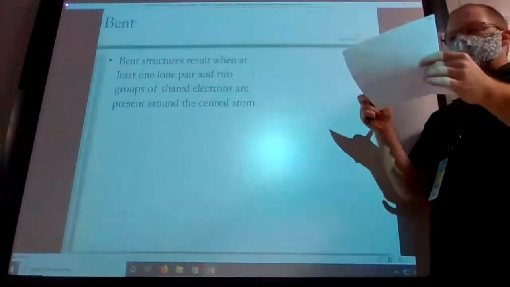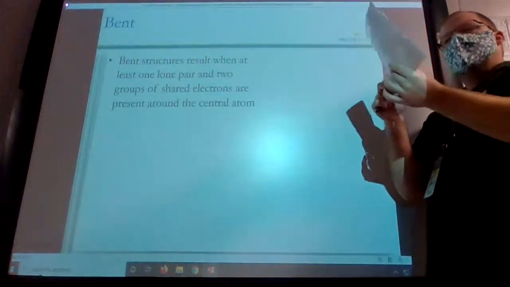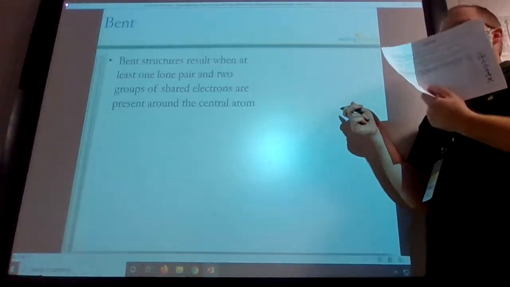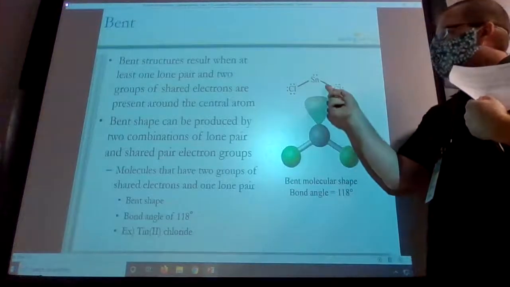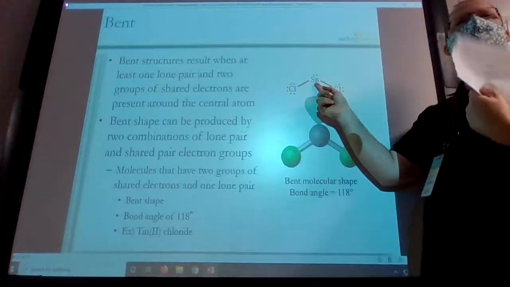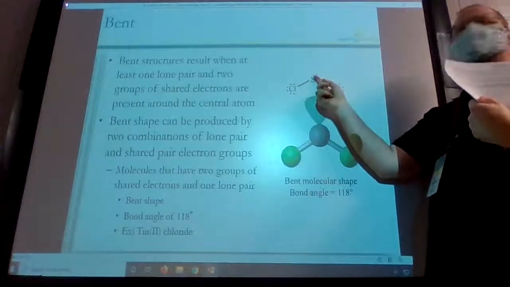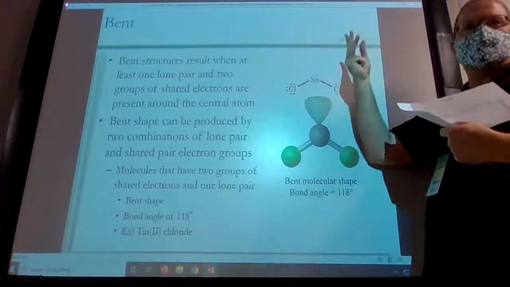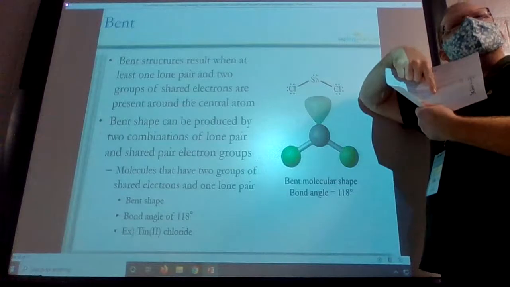Now we go to bent. If you look at bent compared to linear, bent is either going to have 3 or 4 electron groups around that central atom. So they're going to show me in a second right here. This Sn is the element tin. It has 2 bonds around it, but it also has a non-bonding pair. So this has 3 groups of electrons around it. I have the 2 bonds and then 1 lone pair.